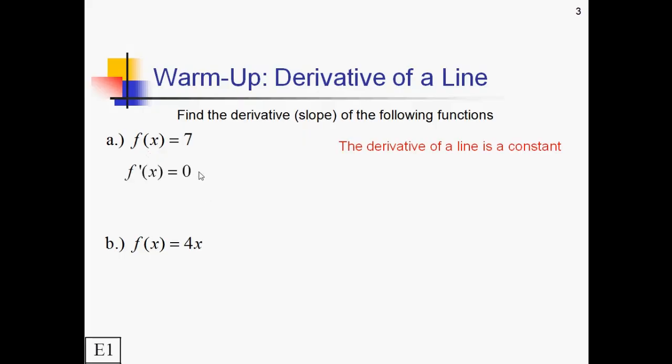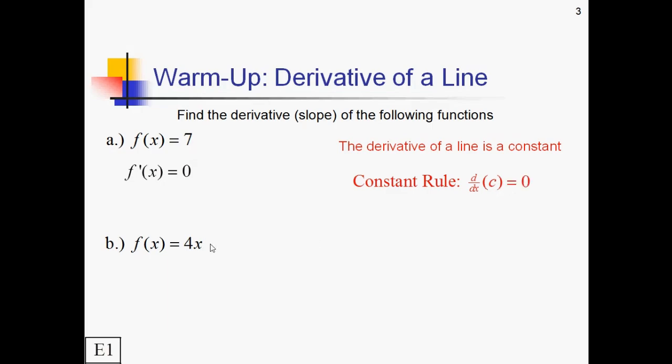Would this have been any different if this had equaled 3 or 5 or pi? Nope. Slope of a horizontal line is always 0, so we can define a constant rule for derivatives. We can say d over dx of c, where c is a constant, is always going to equal 0.